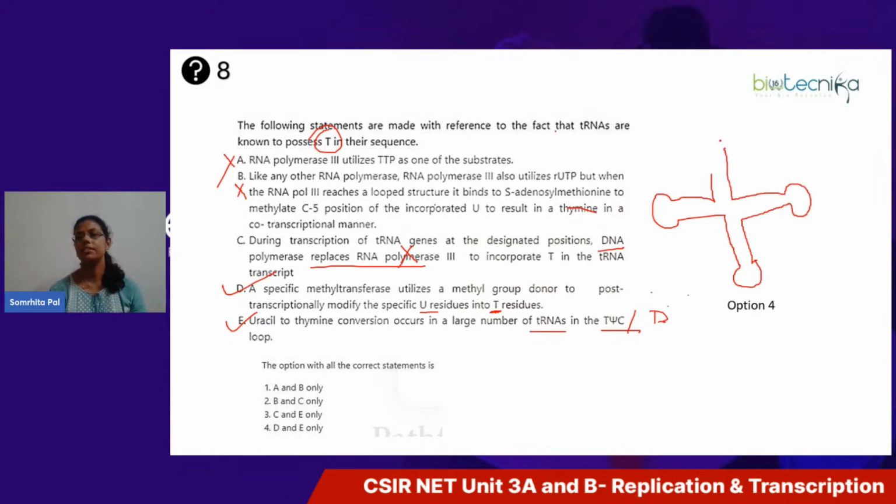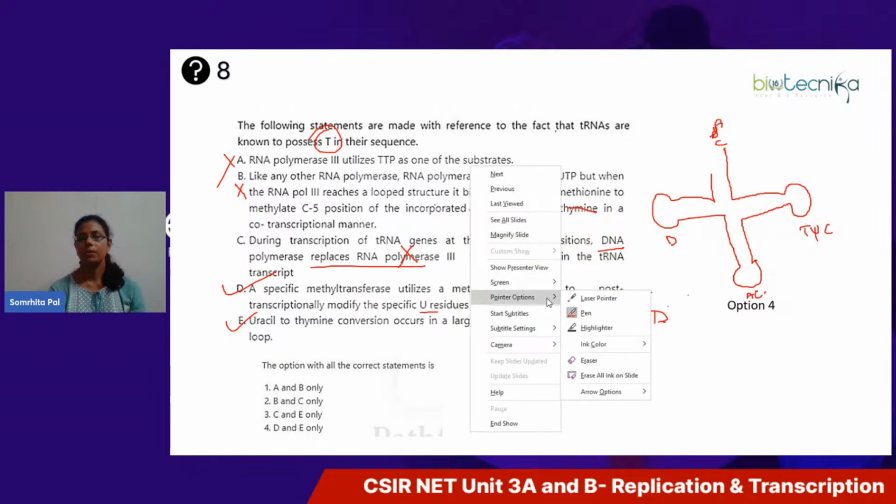So you have the CCA attached here, right? You have the D loop, you have the T psi loop, and here you have the anticodon loop. This is the general structure of your tRNA, isn't it? So option 4 is the correct one. Only D and E is correct.